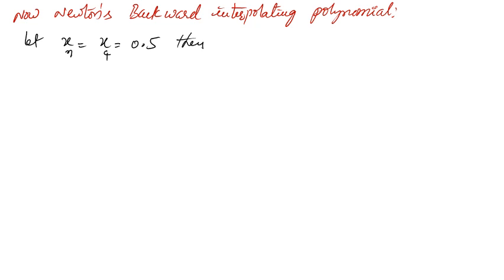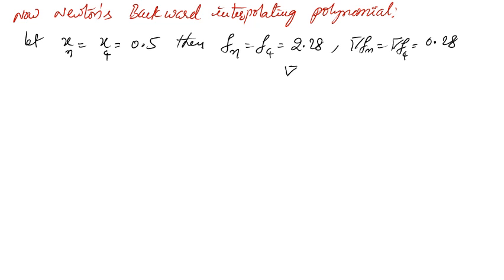Then what is fn? Fn is nothing but f4. What is this value? 2.28. Next del fn. Del fn is nothing but del f4. What is this value? 0.28. Next I will write here del square fn. Del square fn means del square f4, value 0.04. Similarly del cube fn, del power 4 fn values are zeros.